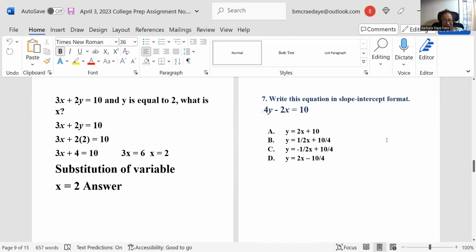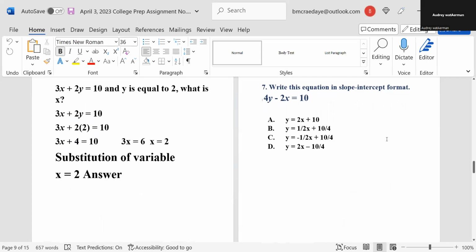Questions? Number 7. No questions? No? No questions, then I'll give you one to practice. Okay. Write this equation in slope intercept format.